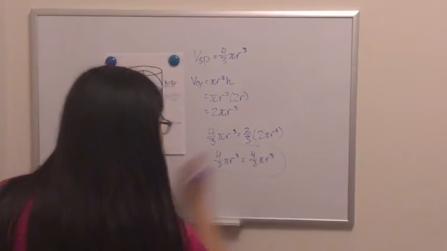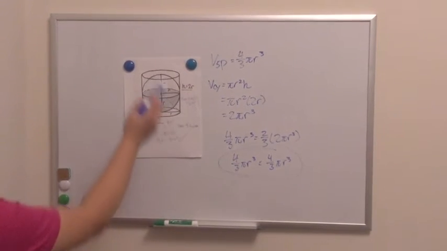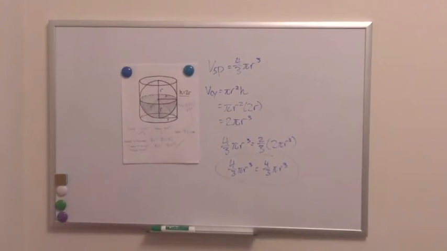found this out. So if you don't know the formula for a volume of a sphere, you can always use the volume of a cylinder and multiply by 2/3.